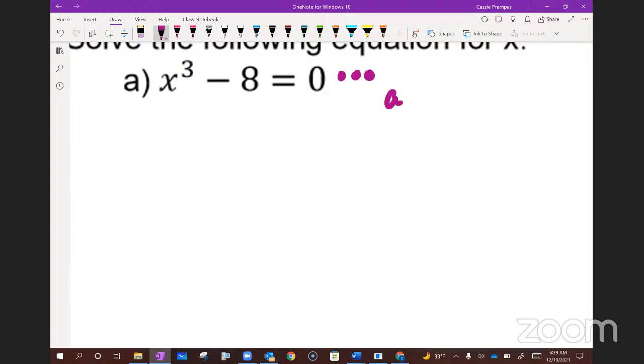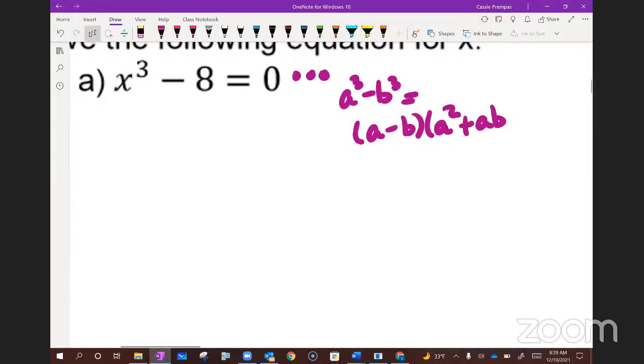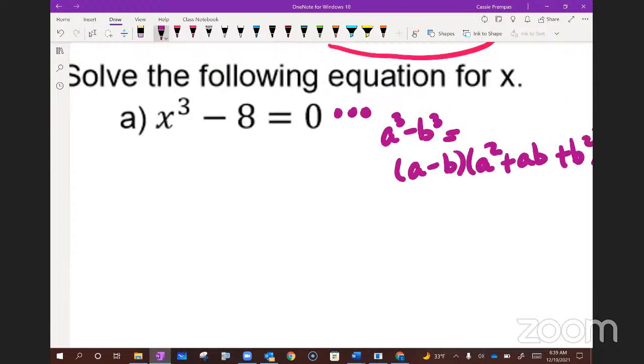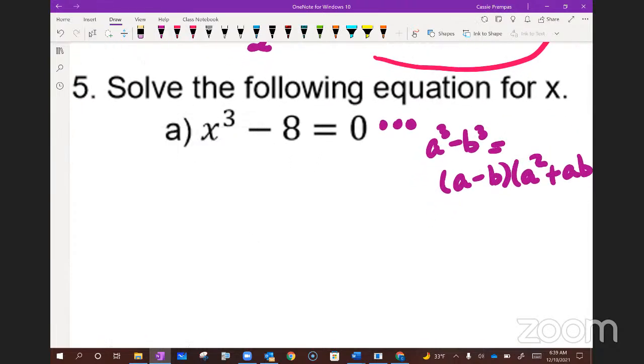A cubed minus b cubed. I know that that can be factored using this rule: a minus b times quantity a squared plus ab plus b squared. So all I have to do is identify a and b and pop it into that rule, which could go right on my note card.